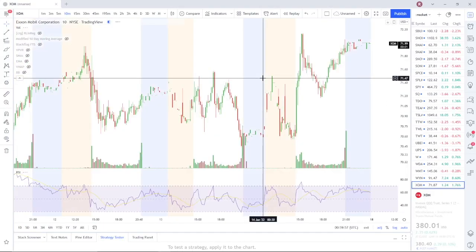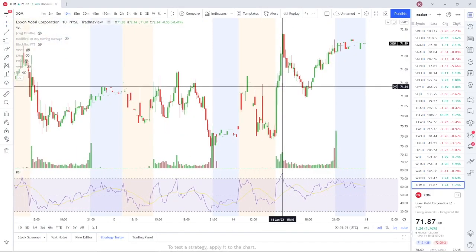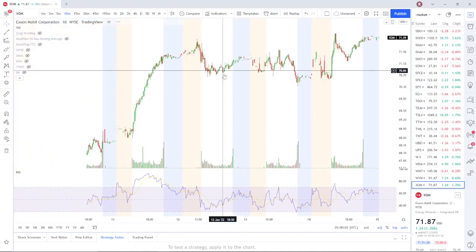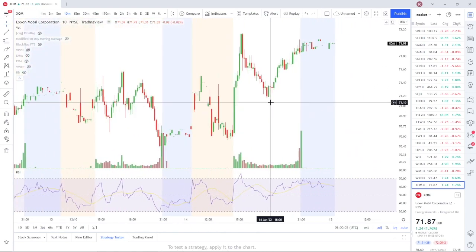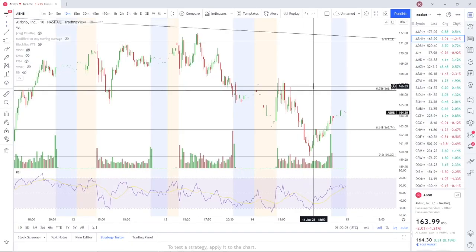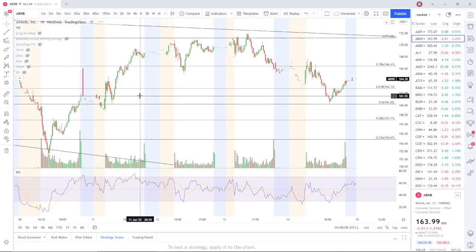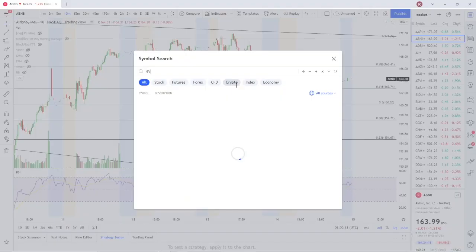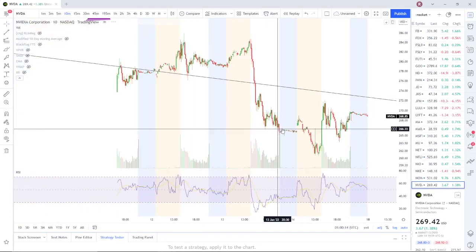Exxon, let's see if it works on Exxon. Yeah, Exxon works too. So things with large liquidity, I'm saying it looks like it works. Airbnb, oops, that's bam boom. Airbnb kind of works, not the best. Nvidia probably works. Yeah, Nvidia works too.